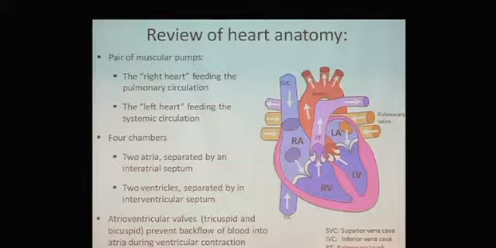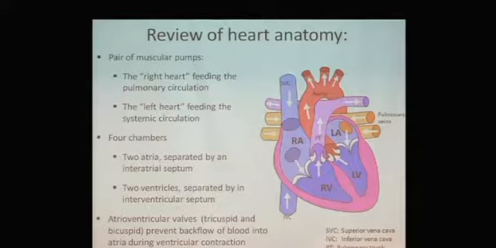Then that's followed by a ventricular contraction. So the ventricles will contract more or less simultaneously and pump the blood that's in the ventricles out to either pulmonary or systemic circulation. Okay, so that's your overview and review of the heart anatomy.